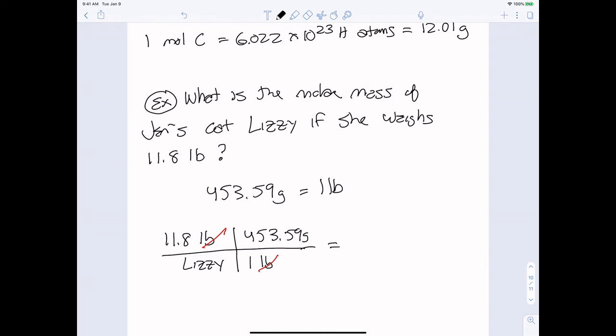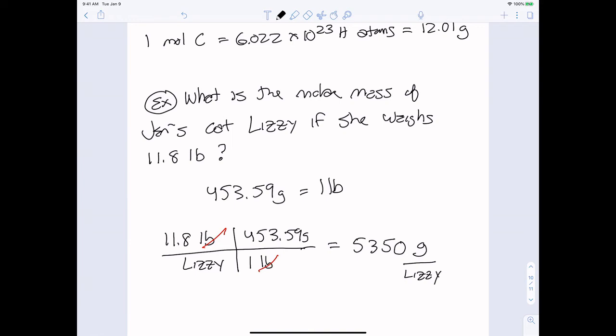So 11.8 multiplied by 453.59. I get 5,352, but I do only want 3 significant digits, so I'm going to round that to 5,350. And that's how many grams we have per Lizzie, okay, per cat.